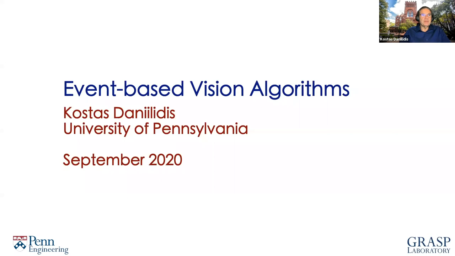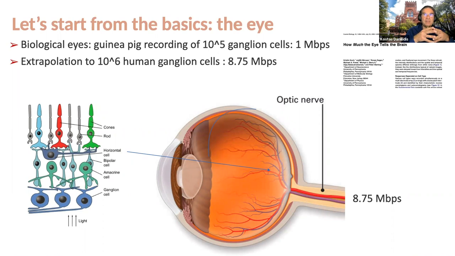I will start with a biological introduction. This is from an article by my colleague Vijay Balasubramanian and Peter Sterling, both very well-known neuroscientists, who have studied the bandwidth of the optic nerve that connects the eye of a guinea pig with the brain of the guinea pig. It has about 10 to the fifth ganglion cells. Ganglion cells are the blue cells on the left that you see in front of the photoreceptors of every biological eye, very similar in animals and humans.